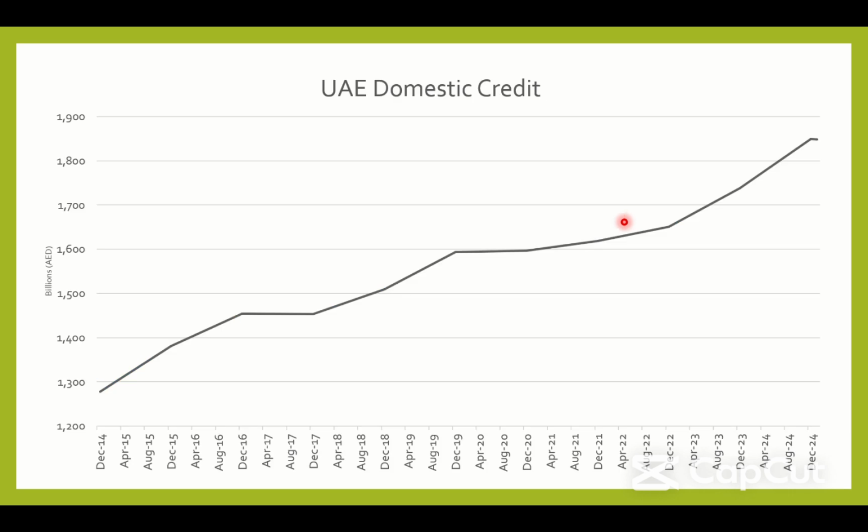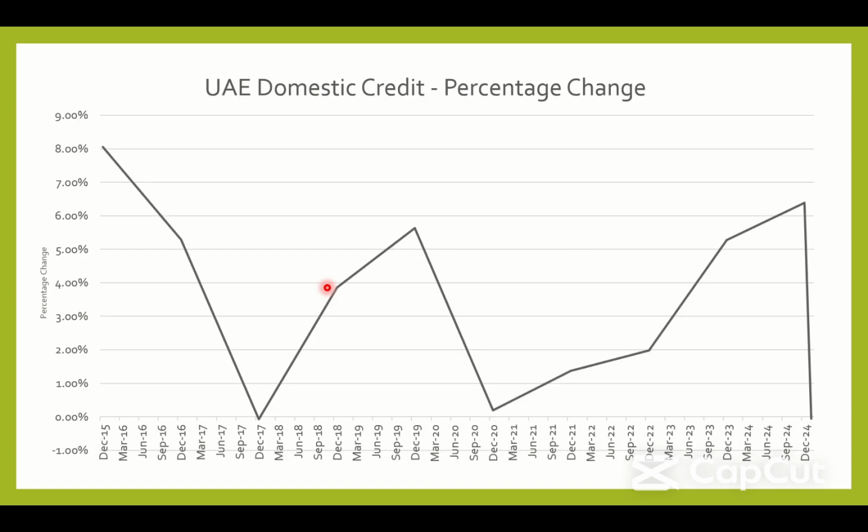Okay, now this graph talks about the domestic credit trend in the UAE, which is basically the bank lending in the UAE. And this second graph looks at the percentage change in the domestic credit. Percentage change basically means how much lending increased or decreased compared to the previous year. So if domestic credit has stayed the same, the percentage change will be zero. If domestic credit has decreased, the percentage change will be negative. If domestic credit has increased, then the percentage change will be positive.